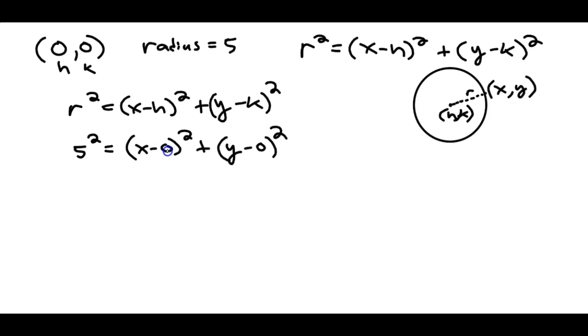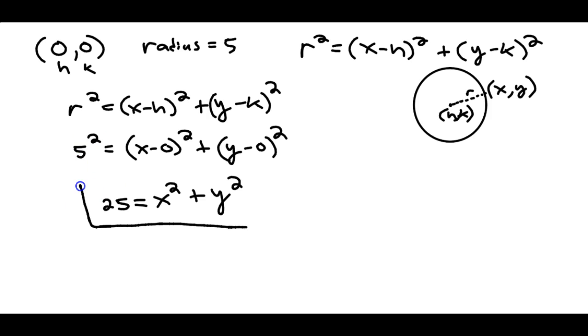If you have minus negatives here, make them plus positives. If you have minus zeros here, get rid of that 0. So you end up with x squared, and then y minus 0 is y, so you get y squared there. And make sure you square your radius. 5 squared is 25. So there's your equation for that particular circle.